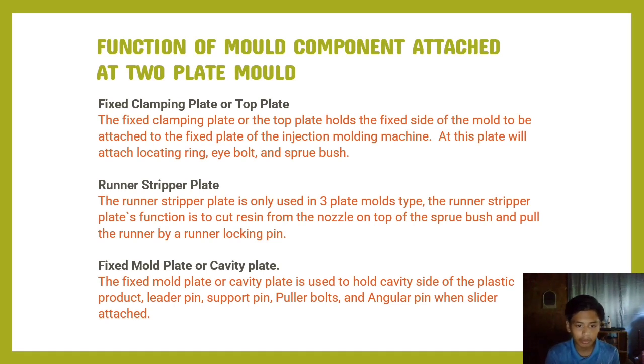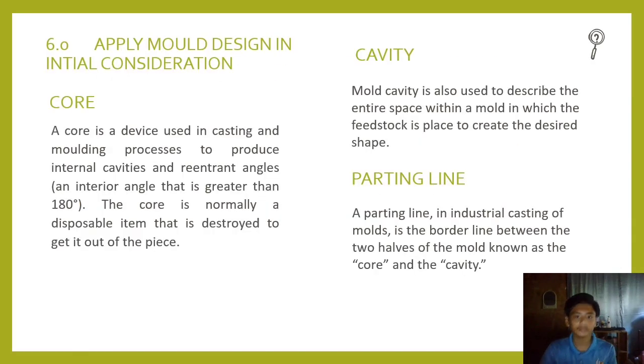Fixed mold plate or cavity plate. The fixed mold plate or cavity plate is used to hold the cavity side of the plastic product. Leader pin, support pin, pull ball, and angular pin are attached at the sides. Apply mold design in initial consideration. Core. A core is a device used in casting and molding process to produce internal cavities and return angles, an interior angle that is greater than 180 degrees.